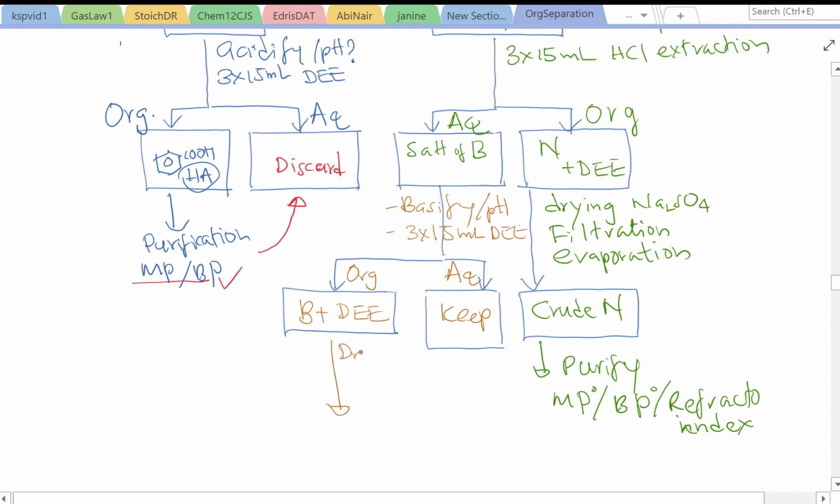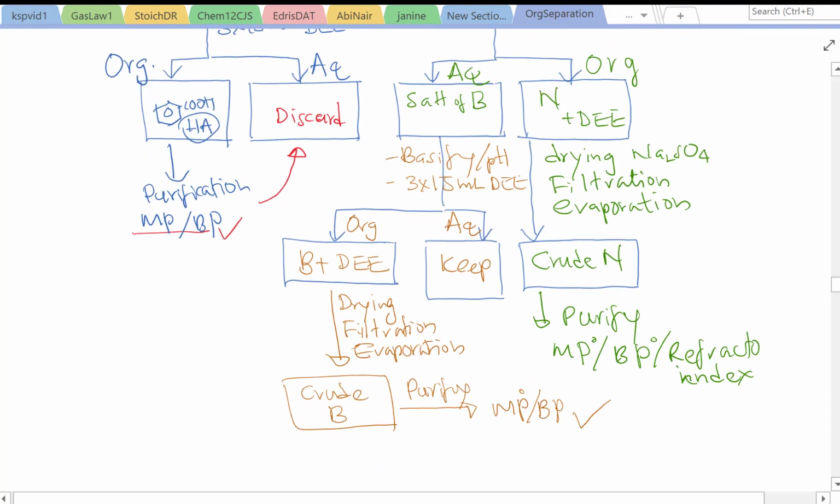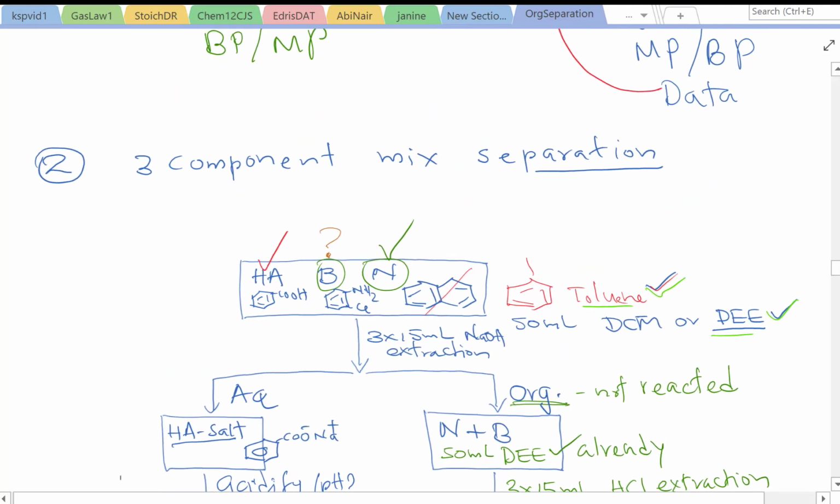Then do the normal drying with the sodium sulfate, gravity filtration, and the evaporation using the rotovap, right? Or maybe a distillation, depending on what it is. Now again, we have the crude base. So then what do you do? You do the purification like I mentioned before. Check MP, BP, or refractive index, whichever is appropriate, to identify, then discard the aqueous. Now you have all 3 done.